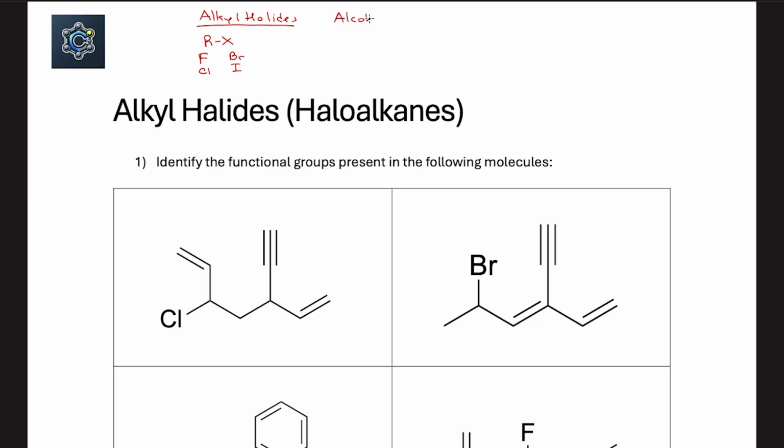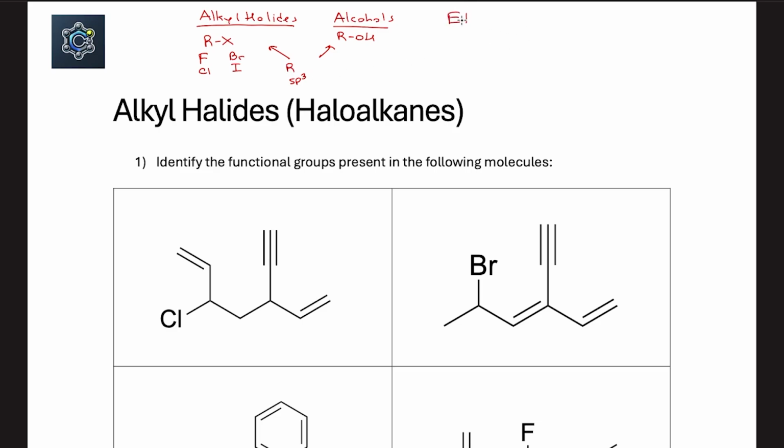Alcohols have the general formula ROH. And now we should note in both of these that R, or the carbon directly connected to X and OH, must be sp3 hybridized.